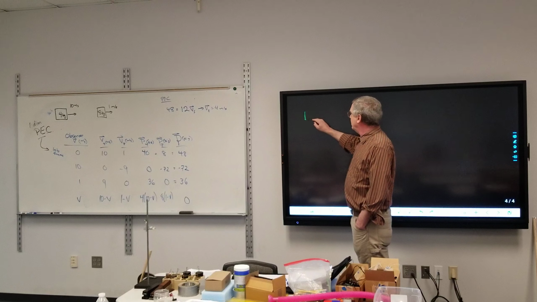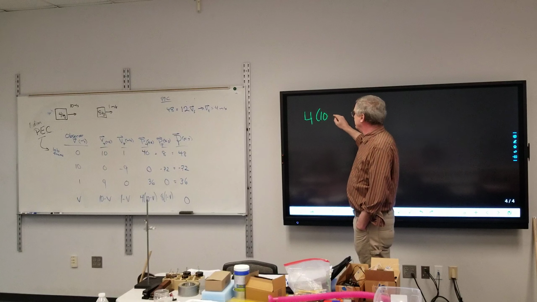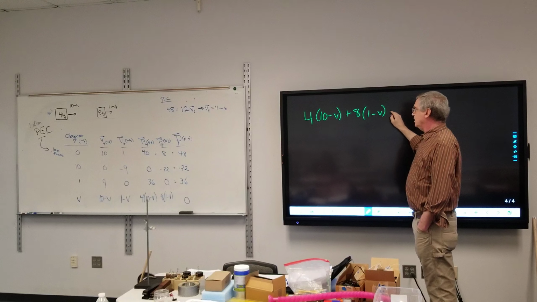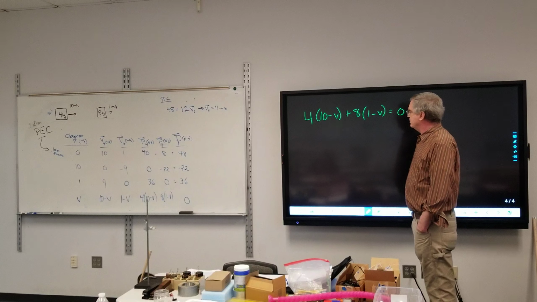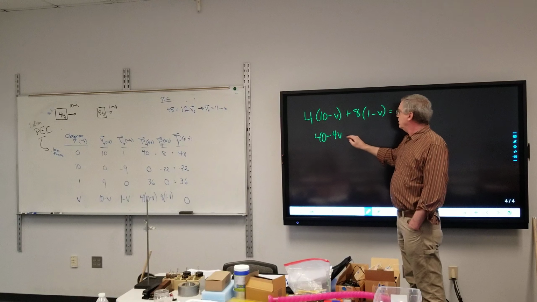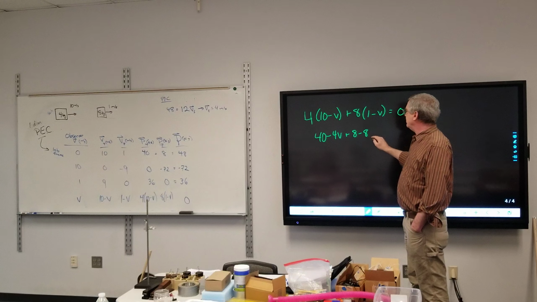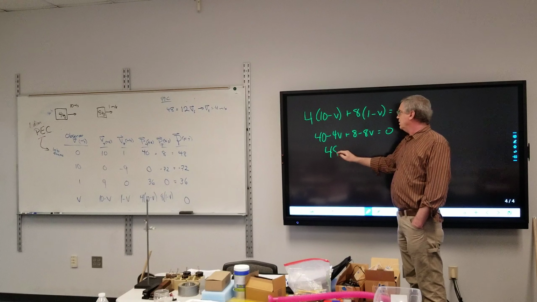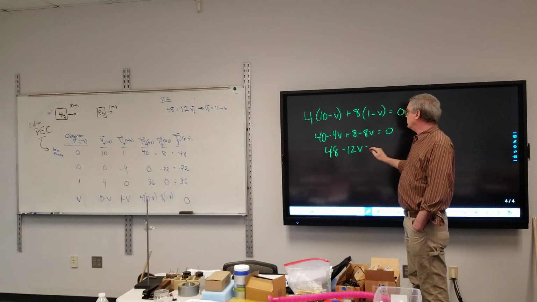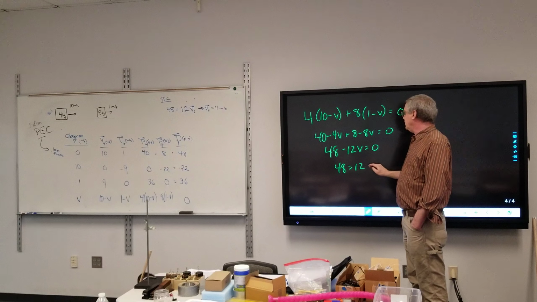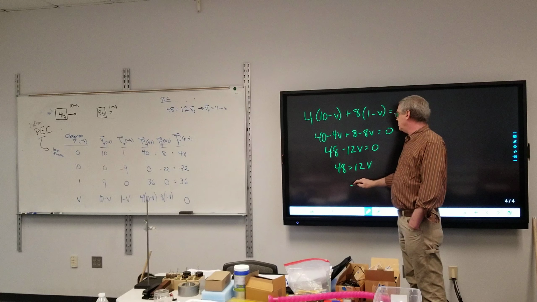So we have 4 times (10 minus v) plus 8 times (1 minus v) is equal to 0. 40 minus 4v plus 8 minus 8v equals 0. 48 minus 12v equals 0. 48 equals 12v. v equals 4.